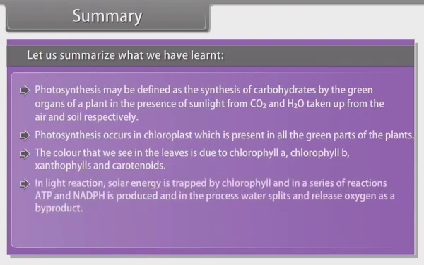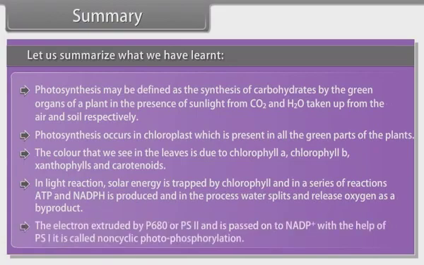In the light reaction, solar energy is trapped by chlorophyll and in a series of reactions, ATP and NADPH are produced, and in the process, water splits and releases oxygen as a byproduct. The electron extruded by P680 or PS2 is passed on to NADP+ with the help of PS1. It is called non-cyclic photophosphorylation.